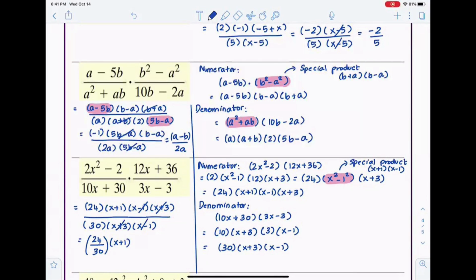But both 24 and 30 are divisible by 6. 6 times 4 is 24 and 6 times 5 is 30. So I have 4 there and 5 there. So the answer is 4 over 5 times x plus 1. Now keep in mind, x plus 1 is the same as x plus 1 over 1. So you can combine numerator to numerator and write it as 4 multiplied by x plus 1. Denominator 5 multiplied to the 1 in the denominator, we get 5.